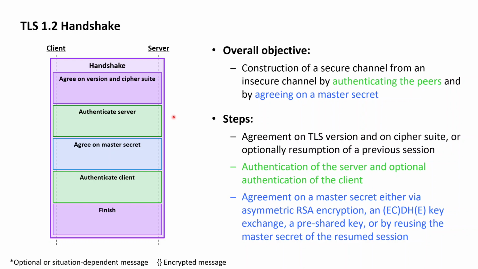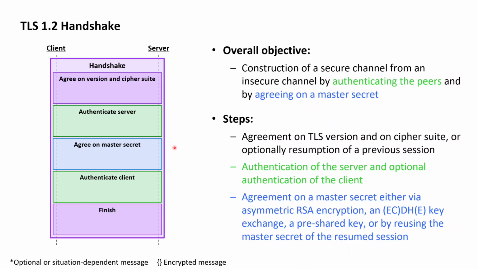Sandwiched in between the authentication of the server and the authentication of the client is the step where the client and the server agree on a master secret. This master secret within TLS 1.2 is either agreed on via RSA-based encryption of a pre-master secret generated by the client, or by the client and the server conducting a Diffie-Hellman key exchange. The reason as to why this stage to agree on a master secret is sandwiched in between the authentication of the server and the authentication of the client will become clear within the next few slides.